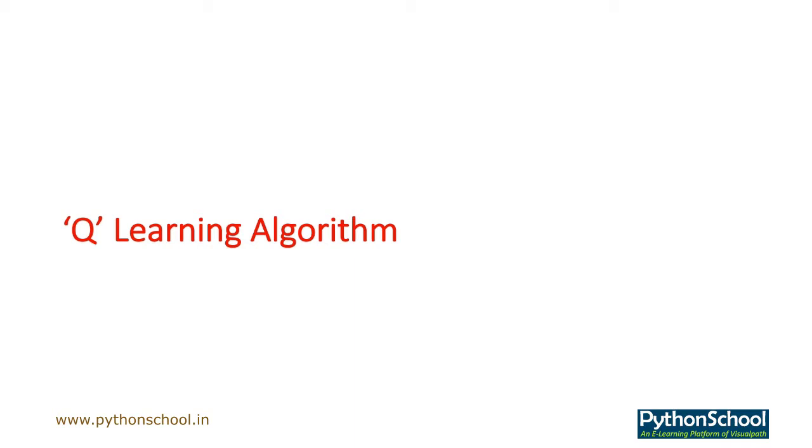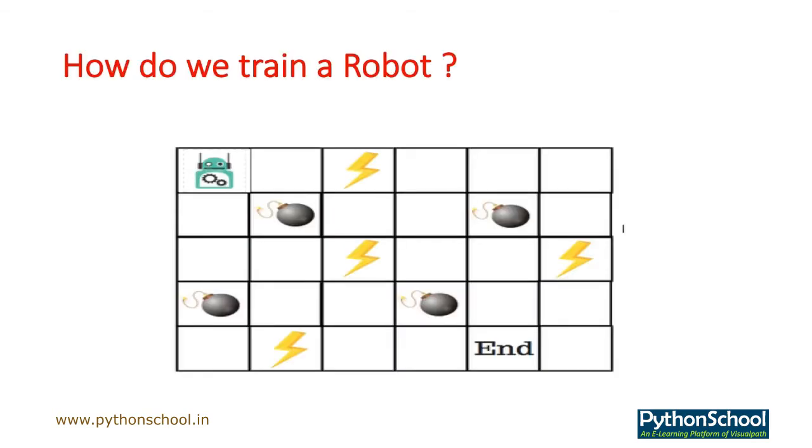Now, the most obvious question is, how do we train a robot to reach the end goal with the shortest path without stepping on a mine? Kindly see the figure shown on the slide. How do we solve this?